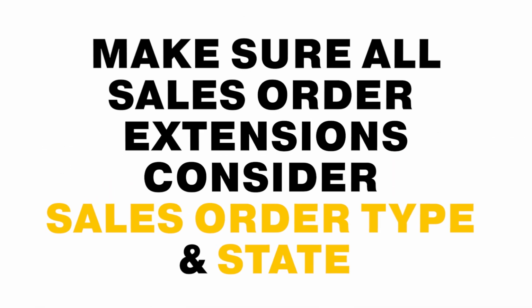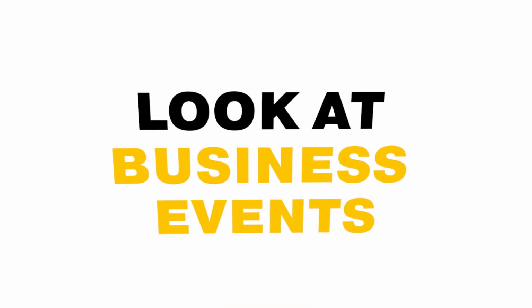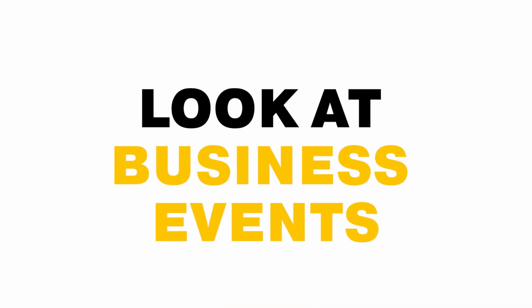2, make sure all of your sales order extensions consider sales order type and state when you design them. D365 is a chatty system, and you don't want superfluous logic running at the wrong time. 3, consider importing headers and lines separately for parallelism. And 4, look at business events. If you're not using business events, they cause a lot of overhead, and you should deactivate them in the catalog.